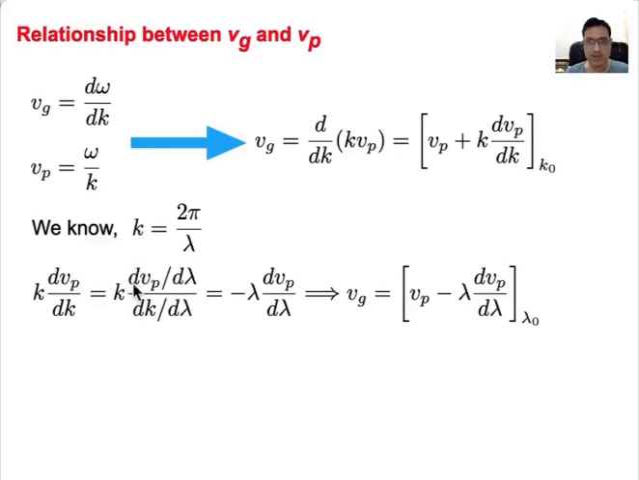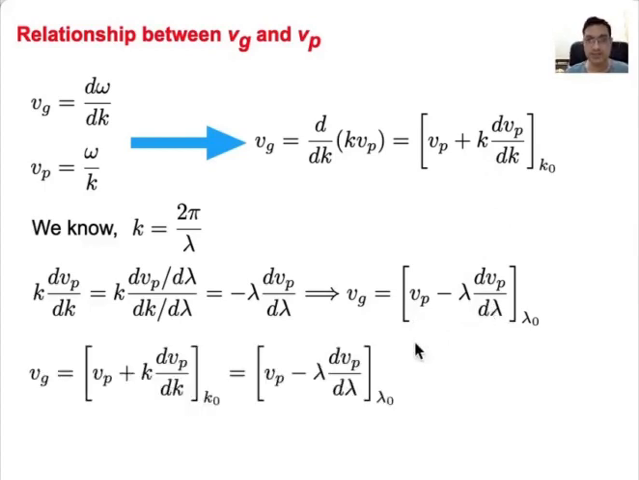So what I got, if you do everything correctly, is that k dvp over dk equals minus lambda dvp over d lambda. Now I can substitute this value here. This is the relation between vp and vg that I got in terms of lambda as well as in terms of k. Once you have it in terms of lambda, it gives some important insight about the system. So these are the two relations that we have got.